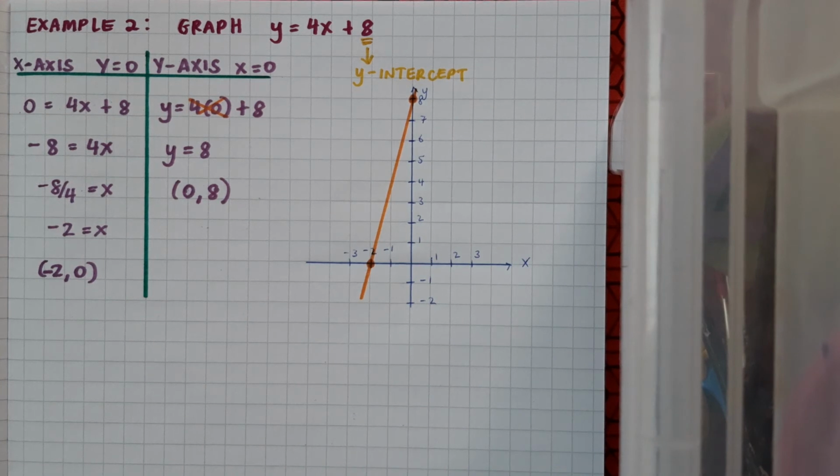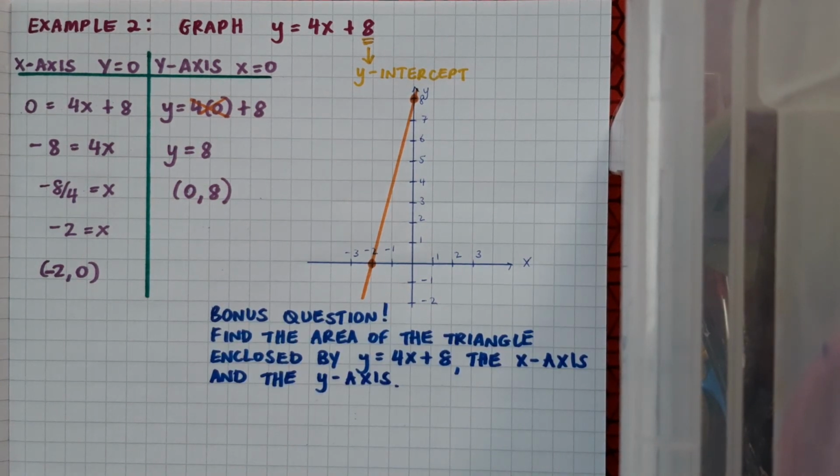And you've guessed it, bonus question. Find the area of that triangle enclosed by y equals 4x plus 8, the x-axis and the y-axis. Pause the video while you do this and then play to see if you're right.